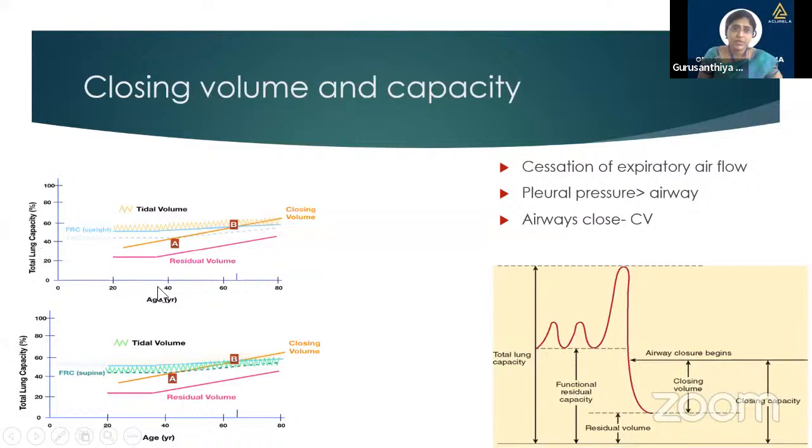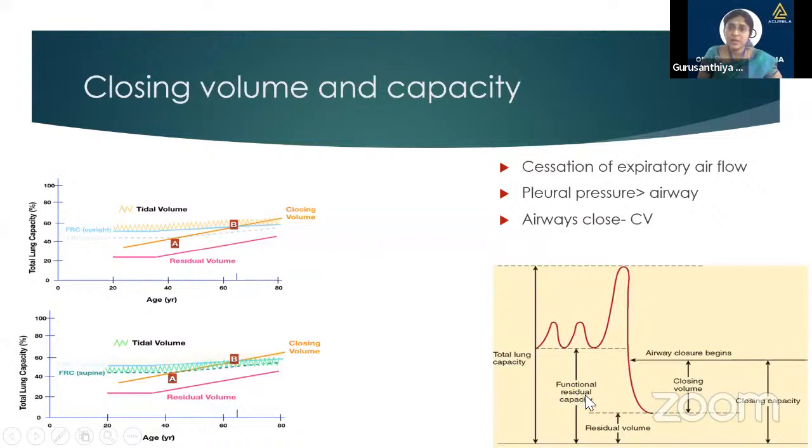When the patient is upright, this is the same graph, age in years and total lung capacity in percentages. This is the residual volume. This is the closing volume. As you can see, the straight line is the FRC in upright position. Close to 66 years or so, the closing volume is approaching the FRC. So even when the patient is sitting upright, the FRC may be less than the closing volume when the age advances, which may lead to a physiological desaturation. So this is very important to know.